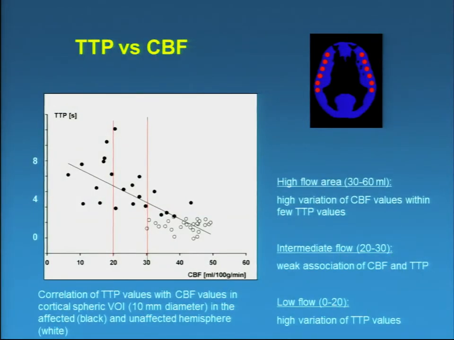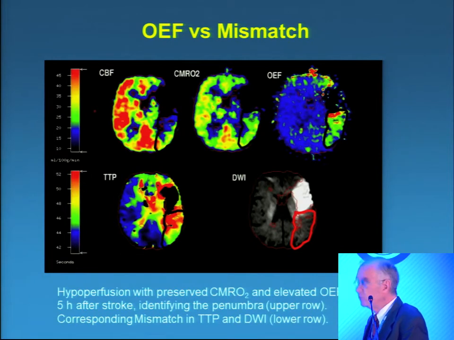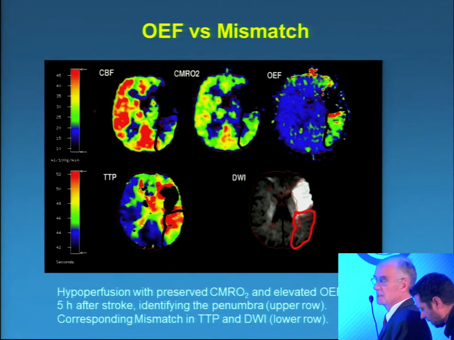And what you see here is that the correlation between the blood flow as measured by PET and the blood flow as estimated by perfusion-weighted imaging is quite poor. It's quite okay in the middle range, but it's very bad in the lower and the upper range. If you now define the penumbra by the difference of the perfusion to diffusion-weighted imaging as indicated in the lower part of the slide.